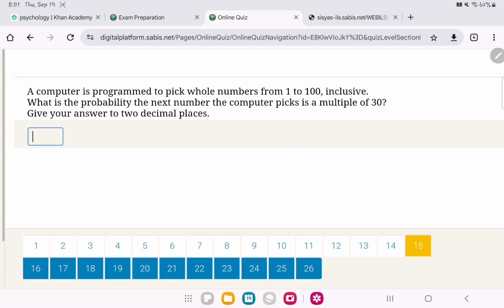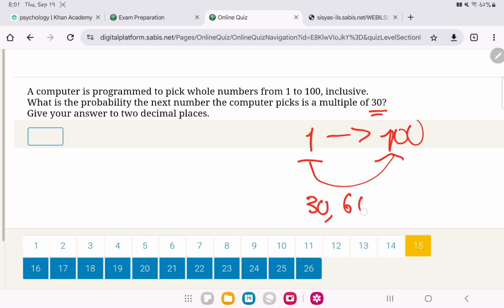Question number 15. A computer is programmed to pick whole numbers from 1 to 100 inclusive. What is the probability the next number the computer picks is a multiple of 30? So if it is a multiple of 30, between 1 and 100, let's list the multiples of 30. We do not count 0 because it's from 1 to 100. So then we have 30, then 60, then 90.